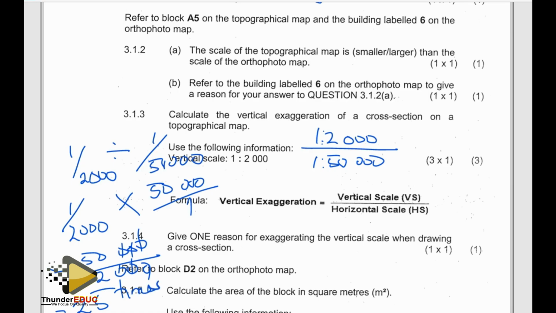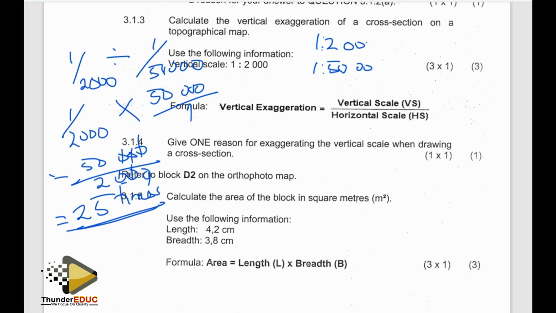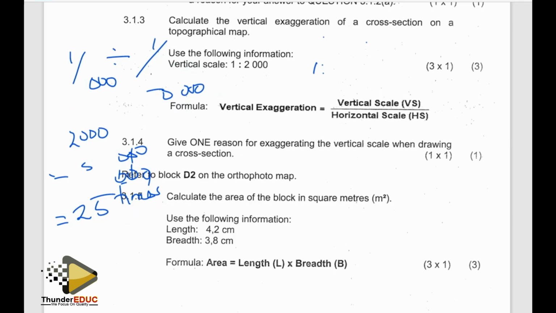We express our exaggeration in number of times, which is 25 times, which means for this cross section, we had deliberately stretched our vertical scale 25 times than its original scale. We have stretched it 25 times to be able to visualize and see how the different landforms will look like. That is the vertical exaggeration for that matter, right? Then we move on to the other question.